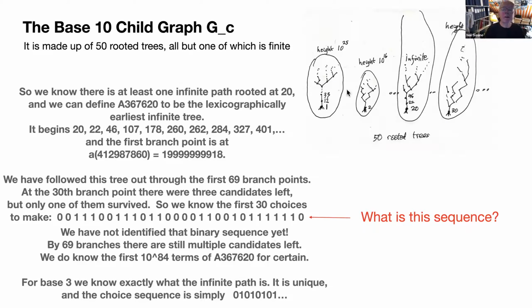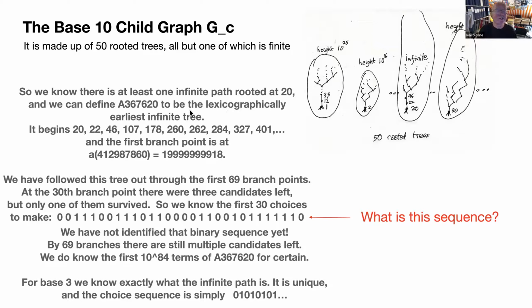So we know there's an infinite path beginning at 20. And we don't know how many there are. It seems very likely there's only one, because in base 3 we can actually prove there's only one, and probably the same proof will work at base 10, but it'll be finitely more complicated to do it. So just to be safe, we'll define the sequence A367620 as the earliest infinite tree in base 10.